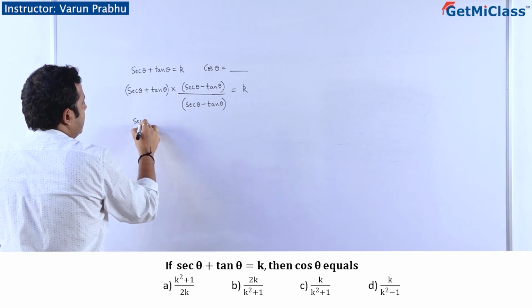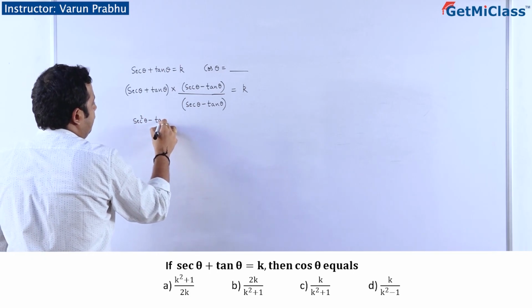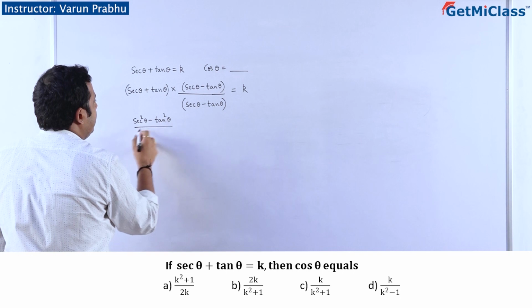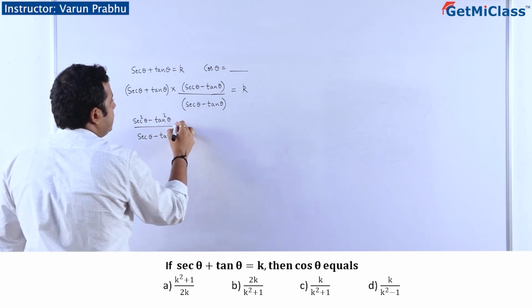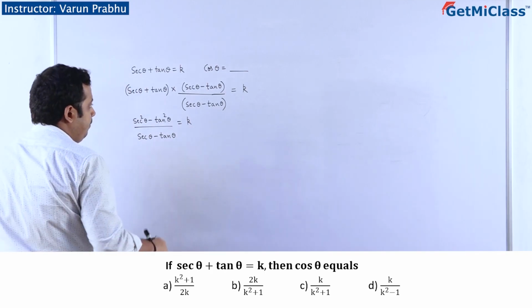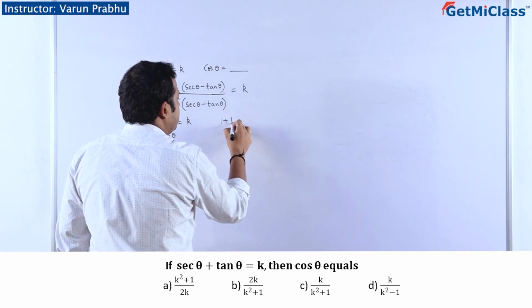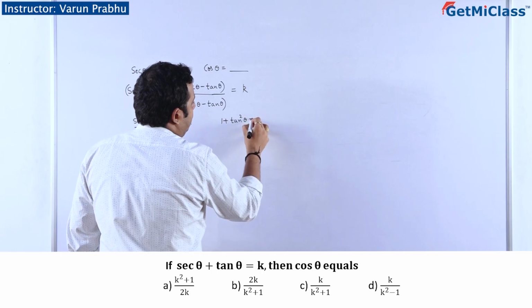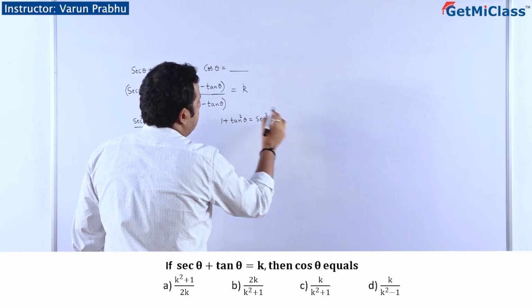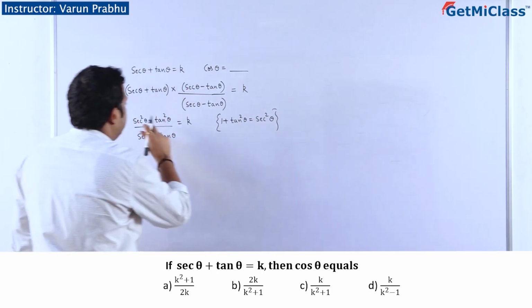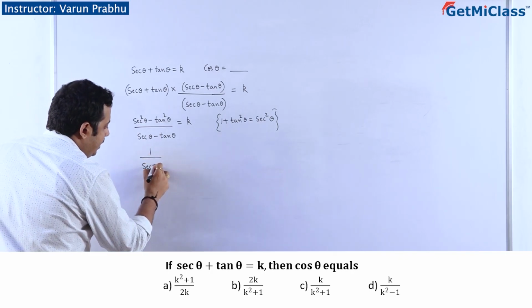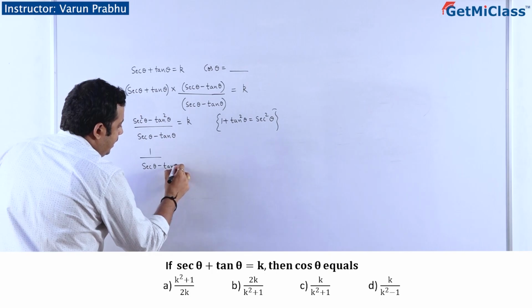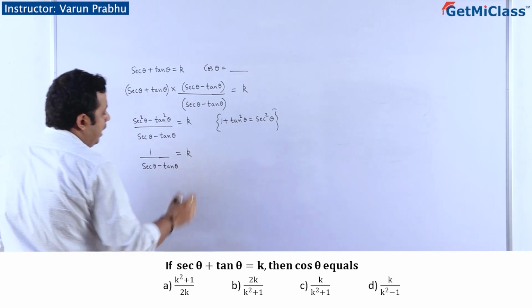So we can write this as secant squared theta minus tan squared theta divided by secant theta minus tan theta, that is equal to k. So we know 1 plus tan squared theta is equal to secant squared theta. We know this. So because of which I can clearly write here secant squared theta minus tan squared theta is 1, divided by secant theta minus tan theta, that is equal to k.